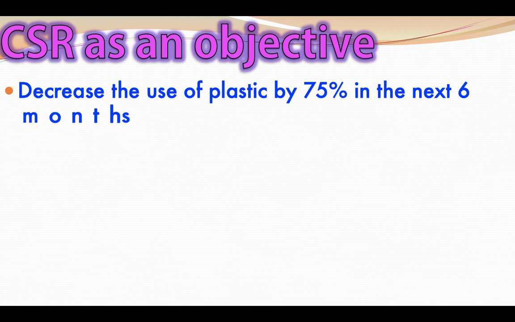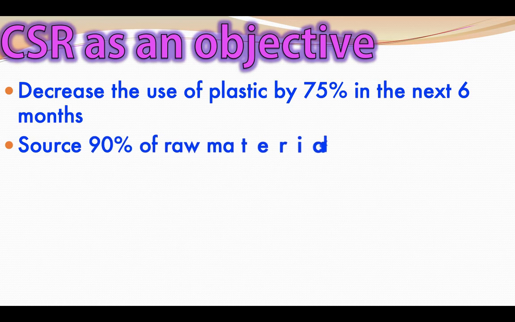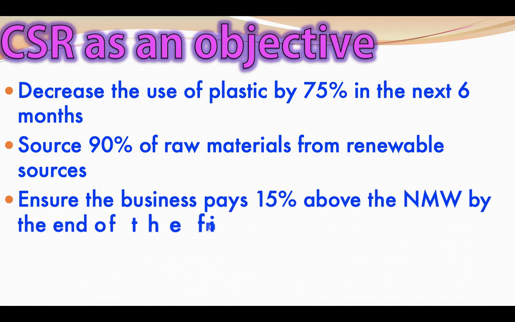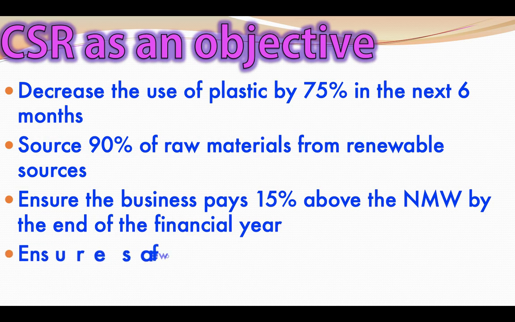Okay, so what might CSR look like? Hopefully you've had a look at a few examples. So it could be to do with recyclable materials. So maybe an objective could be decrease the use of plastic by 75% in the next 6 months. Maybe sustainable or renewable sources. That could be another type of objective. Maybe labour work, something to do with workers. So ensure the business pays 15% above the national minimum wage by the end of the financial year.